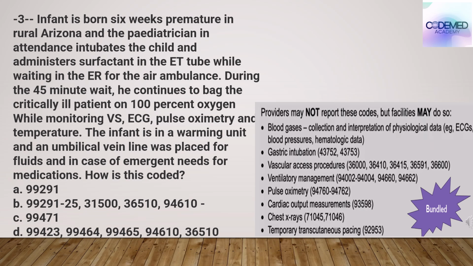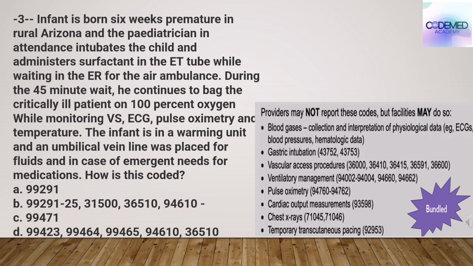Infant is born 6 weeks premature in rural Arizona, and the pediatrician in attendance intubated the child and administered surfactant in ET tube while waiting in the ER for the air ambulance. During the 45 minutes wait, he continued to bag the critically ill patient on 100% oxygen while monitoring VS, ECG, pulse oximetry and temperature. The infant is in warming unit and an umbilical vein line was placed for fluid and in case of emergent need for the medication. How is the scenario coded?